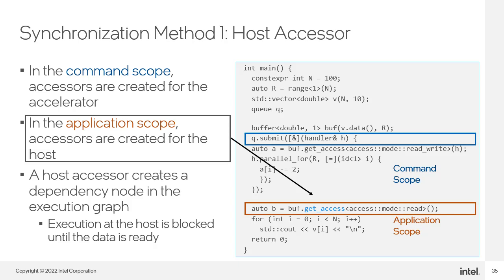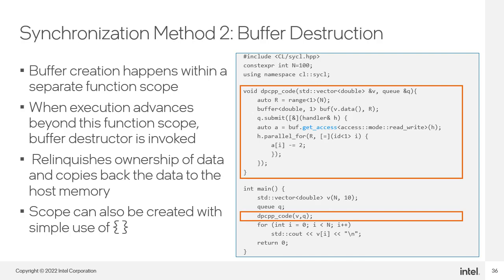This example here shows an accessor in the application scope, and since the accessor is pointing to the same buffer that the kernel is accessing, the host has to wait until the kernel completes execution in order to access that buffer, thus imposing synchronization.